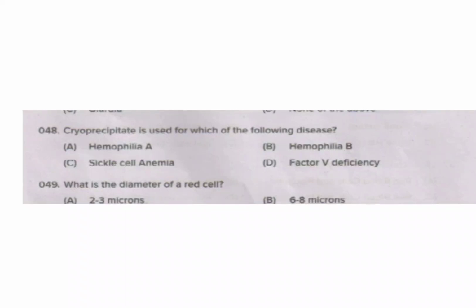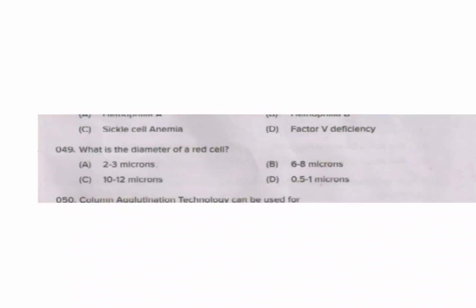Next question. What is the diameter of RBC? Four options are there. Option A, 2 to 3 microns. Option B, 6 to 8 micrometers. Option C, 10 to 12 micrometers. And option D, 0.5 to 1 microns. The answer is option B, 6 to 8 microns. It is also a simple question. Next question.